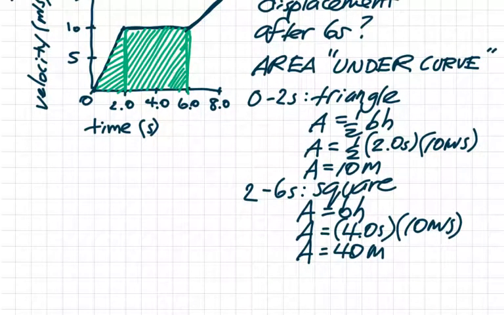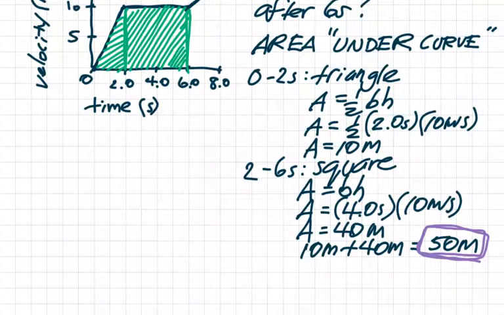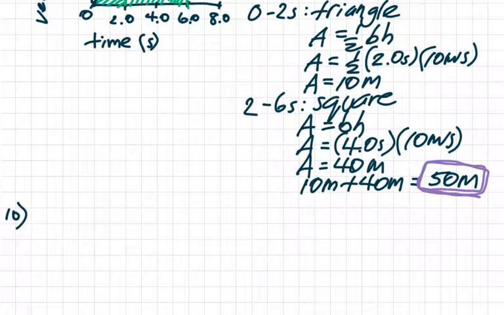And for that shape, I go from 2 seconds to 6 seconds. So that's 4 seconds for a base, and then the height is also 10 meters per second. So base times height, 4 times 10 is 40 meters for that guy. And when you throw it all together, you wind up with 50 meters worth of displacement for the first 6 seconds. Next, number 10, and these are all d versus t graphs.